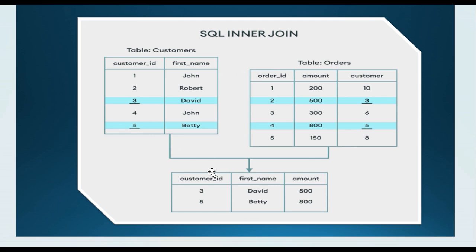Whoever orders an item, the inner join will return only those records. See customer ID 3 and 5. In the order table, the customer ID is there, so in the order table the customer ID also has to match these 3 and 5. The final output is whoever orders the item, those persons will be returned when we use the inner join.